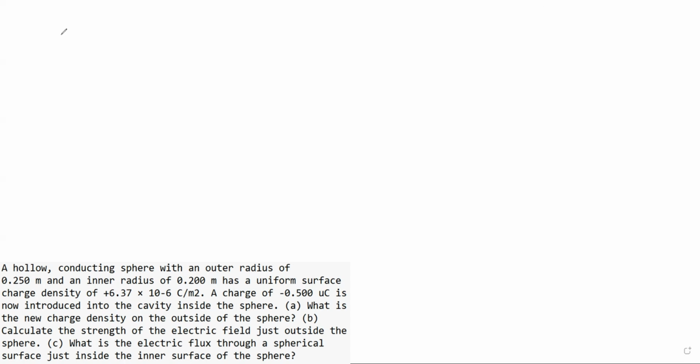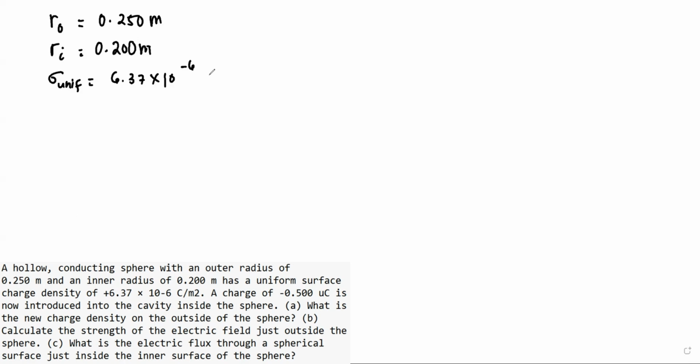Okay, we've got a given of outer radius. Let me have outer radius is equal to 0.250 m, and the inner radius is 0.200 m. Okay, right. Surface charge density, uniform surface charge density, is 6.37 times 10 raised to negative 6 C over m squared. As you see, it's a charge per area. So it has to do with surface and not with volume.